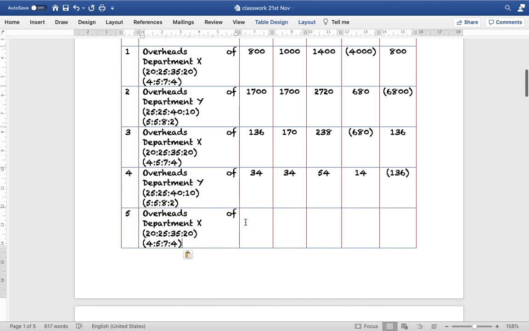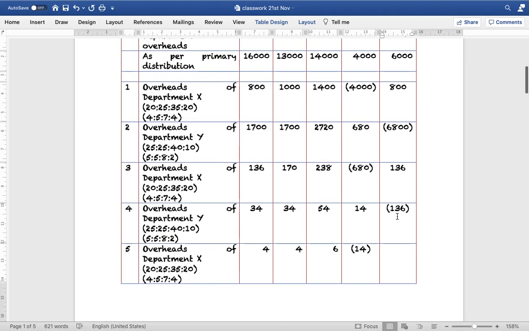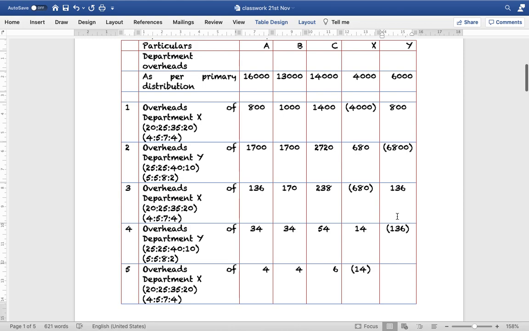Next, overheads of department X. Now this 14 has to be shared between other departments. So 4:6. This share will be... Y will be getting 4.